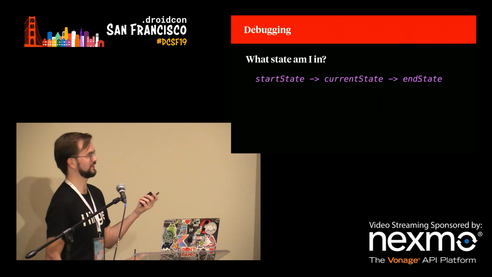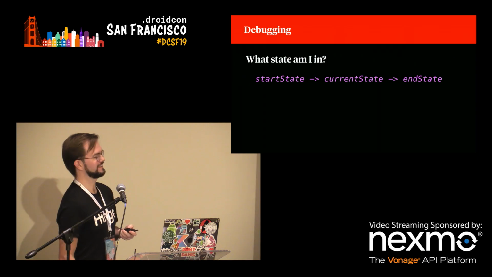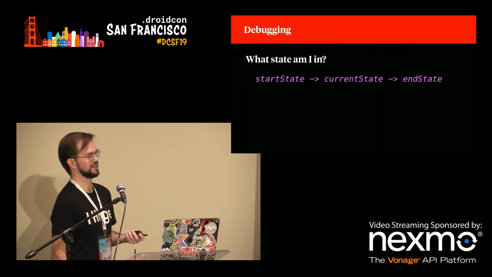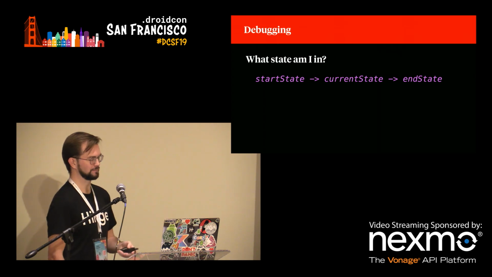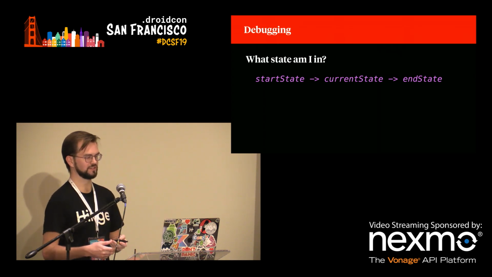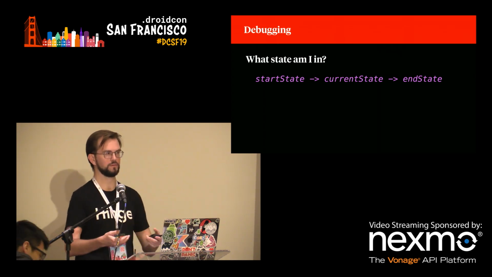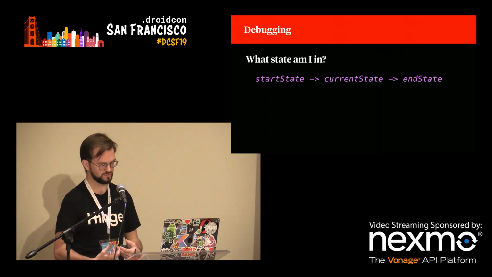Debugging is very practical. It's always asking what state am I in whenever I'm talking with my team about MotionLayout. So there are 3 properties, start state, current state, and end state, that you can get from MotionLayout. They're extremely useful for debugging.